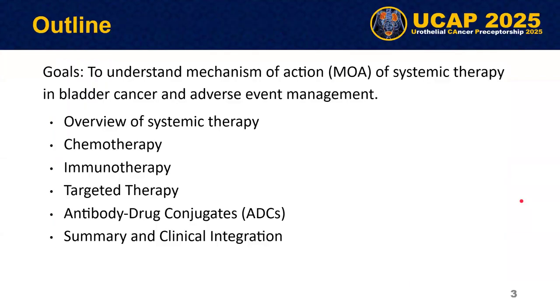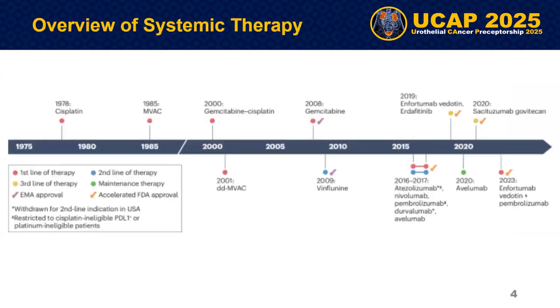So these are the outlines that we will discuss in the lecture today. And the goal of this lecture is to understand the mechanism of action of various systemic therapy used in bladder cancer and its adverse event management. This is the same picture that I've used in the previous lecture. I know it's a lot to unpack, but in a later lecture, I will classify it in a more organized manner so you can remember it better. In particular, we will not discuss vinflunine, as we don't commonly use this, and also sacituzumab govitecan, as it is not really available in Malaysia.